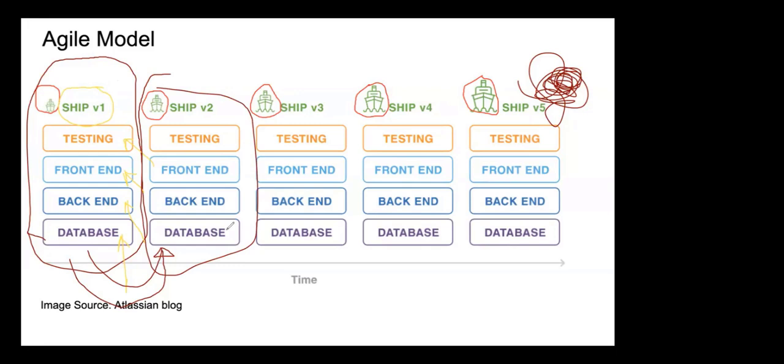So each of these things is called an iteration. In Scrum, they call it sprints. So at the end of iteration 1, I produce version 1. Version 1 is a working prototype of the final version. Unlike in waterfall, where the only time you have a working product is at the end of the project.